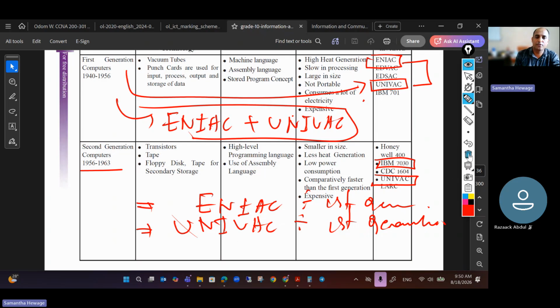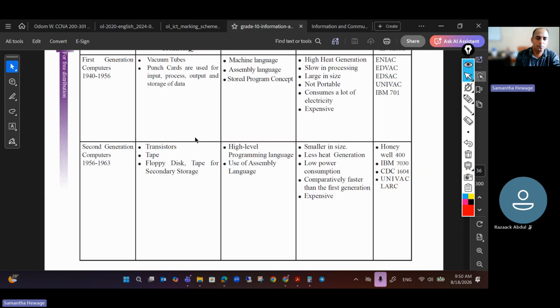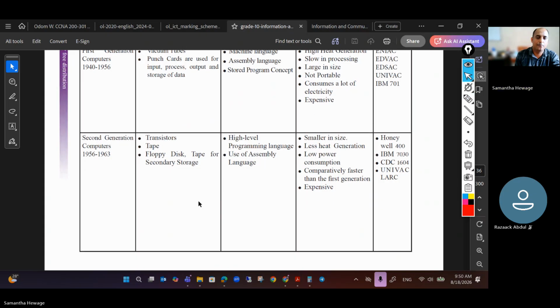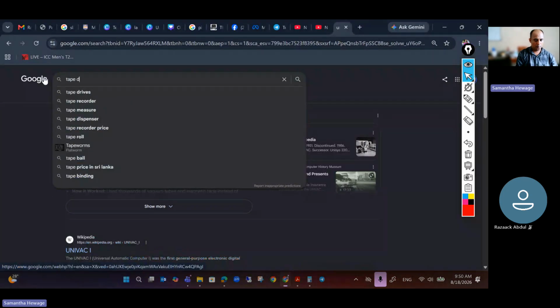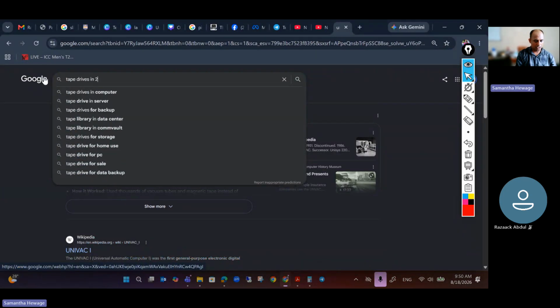Okay, I think now the first and second generations are okay for you. And sometimes you can see tape. This is talking about tape drives. We have tape drives. I will show you what these tape drives are. So you should have an understanding of what this tape is. Tape drives in the second generation.